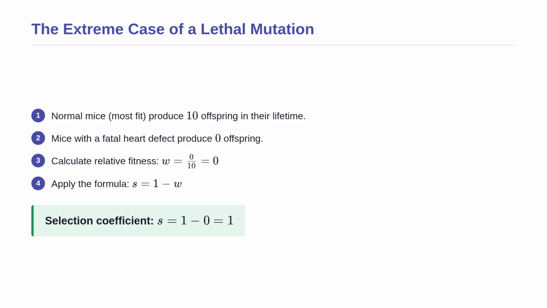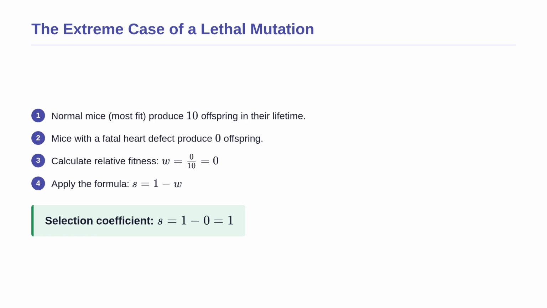Having seen a moderate disadvantage, let us consider a much more extreme scenario involving a severe genetic mutation in a population of mice. Suppose there is a dominant genetic mutation that causes a fatal heart defect before the mice are even born. Normal mice survive and produce an average of 10 offspring. The mice with the fatal mutation produce exactly 0 offspring because they do not survive to reproductive age.